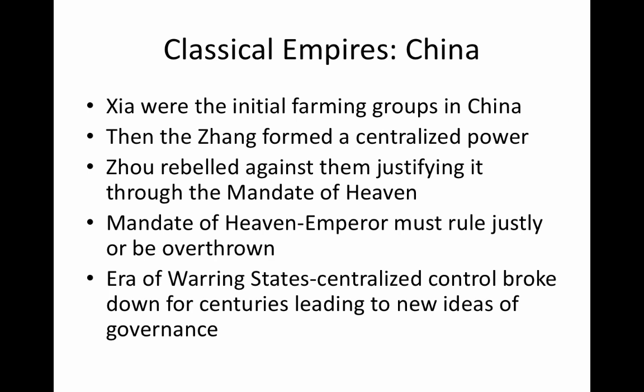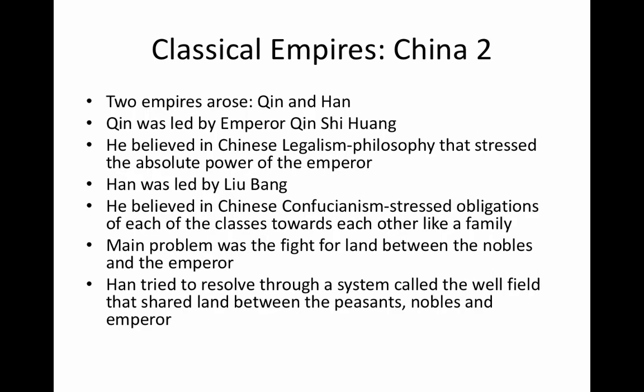But eventually the Chu themselves would break down into what was known as the era of warring states, which took place for centuries, but eventually led to new ideas of governance. And the two big dynasties that are going to try and solve these problems of governance are the Qin and the Han. So the Qin was led by the Emperor Qin Shi Huang, and he believed in Chinese legalism, the idea or philosophy that stressed that absolute power should be in the emperor's hands in order to create social stability.